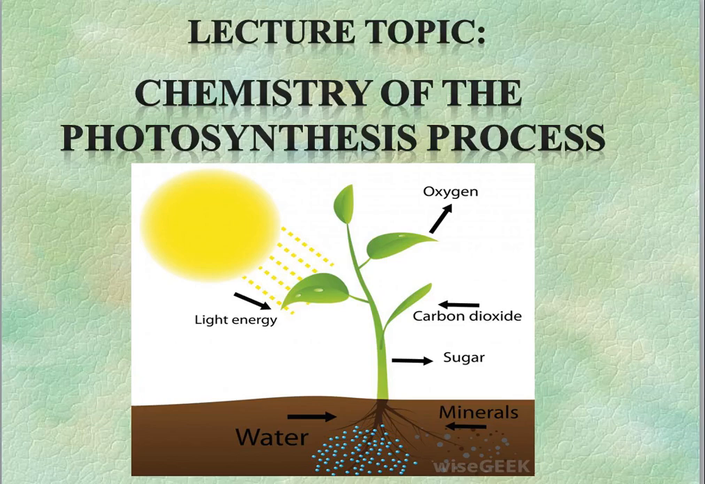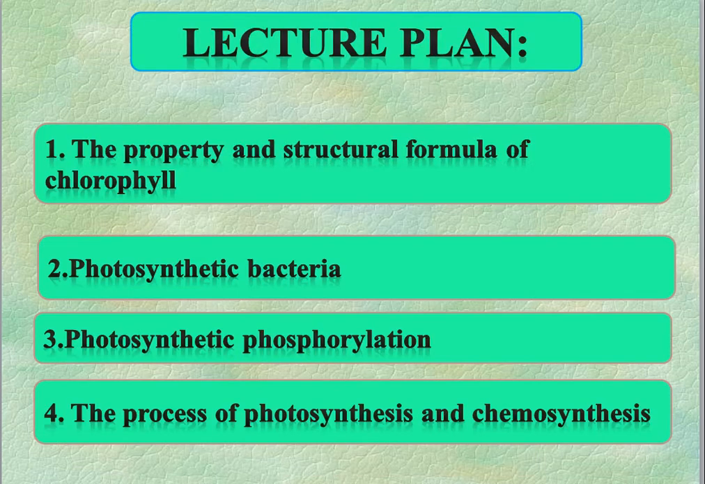Good morning, students. Lecture topic is chemistry of the photosynthesis process. Lecture plan. First, the property and structural formula of chlorophyll. Second, photosynthetic bacteria. Third, photosynthetic phosphorylation. And the fourth is the process of photosynthesis and chemosynthesis.